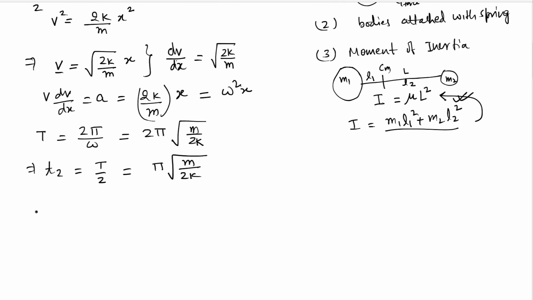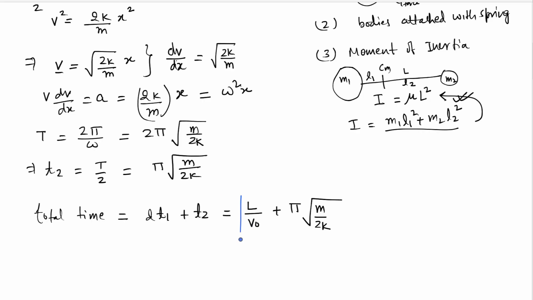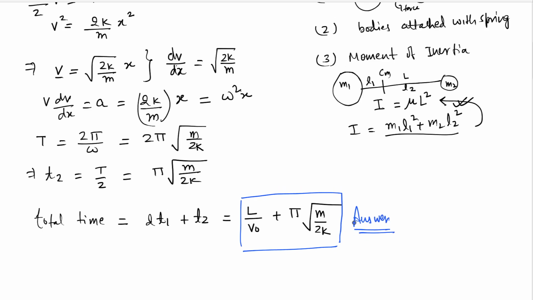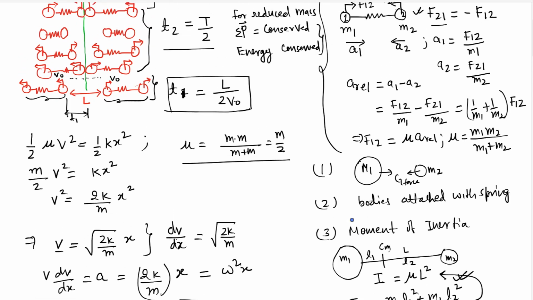Therefore, the total time that is required by the question is 2 into T1 plus T2. Okay, and this is L by V0 plus pi root of m by 2k, and this is the answer. This is the answer. Okay, I hope you understood this question, and you also understood the concept here.